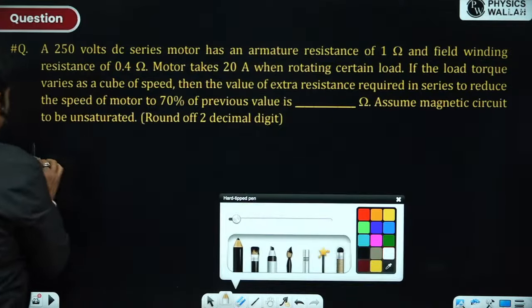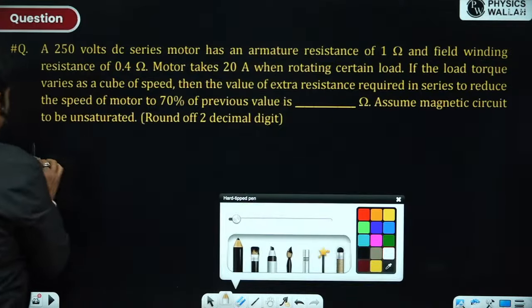Now please observe this question. A 250 volt DC series motor has an armature resistance of 1 ohm and field winding resistance of 0.4 ohm. So total is 1.4. The motor takes 20 ampere while rotating a certain load. If the load torque varies as a cube of the speed, then find the extra resistance required in series with the motor to reduce the speed to 70% of the previous value. Very good.